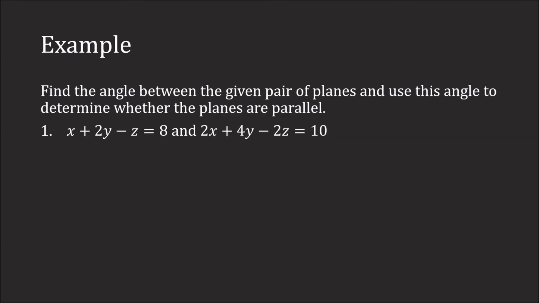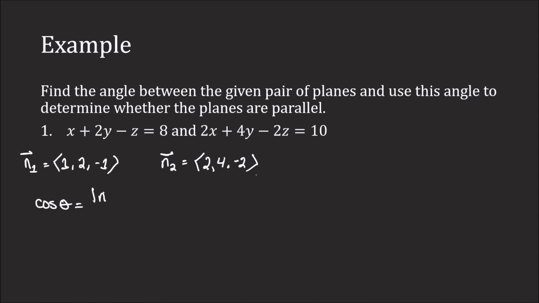So we're going to find the angle between the given pair of planes and use this angle to determine whether the planes are parallel. So our first normal vector is 1, 2, minus 1. Second normal vector is 2, 4, minus 2. By the way, we can tell that these are parallel.